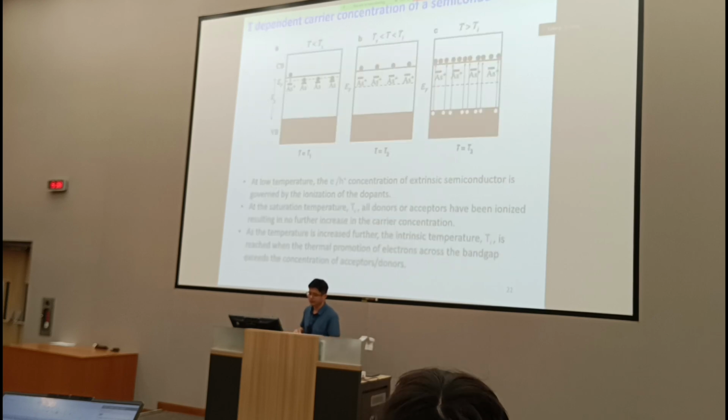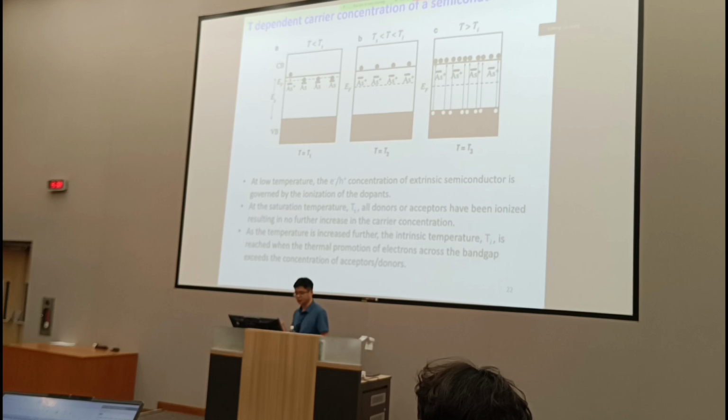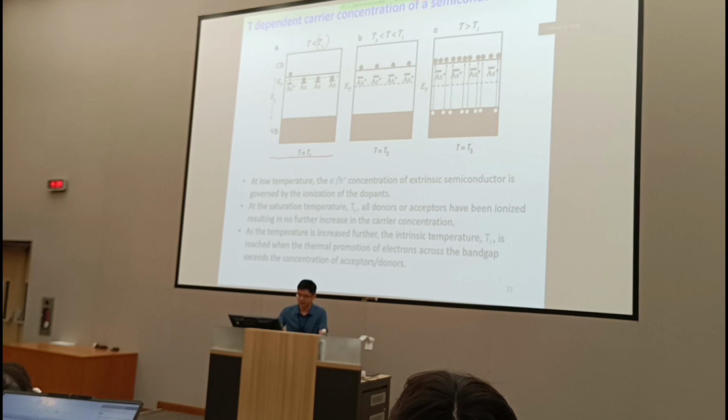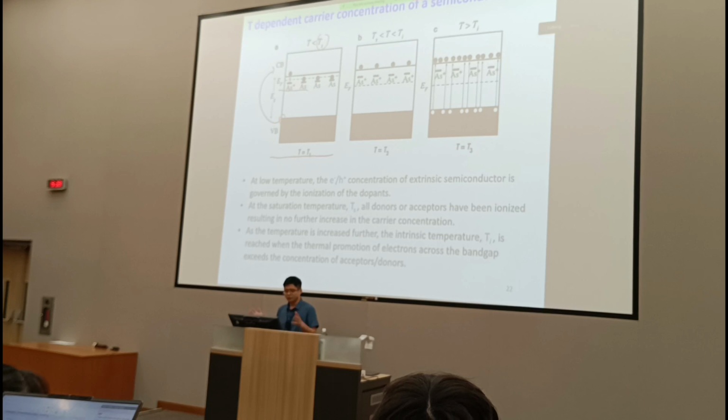So there will be a temperature-dependent carrier concentration of semiconductors. You can change the temperature. It depends on the degree of temperature. You have three ranges. When the temperature is very low, smaller than the saturation temperature, you basically ionize the donor states. The ionization of donor states is easier compared to ionizing the electrons from the valence band. Right? The donor states are even close to the conduction band. Right? So this is the first stage.